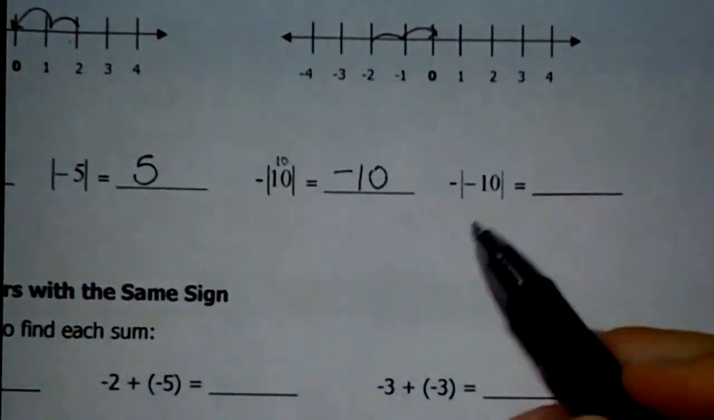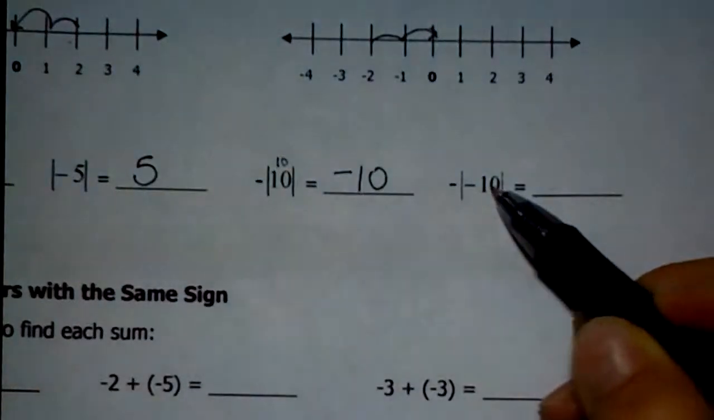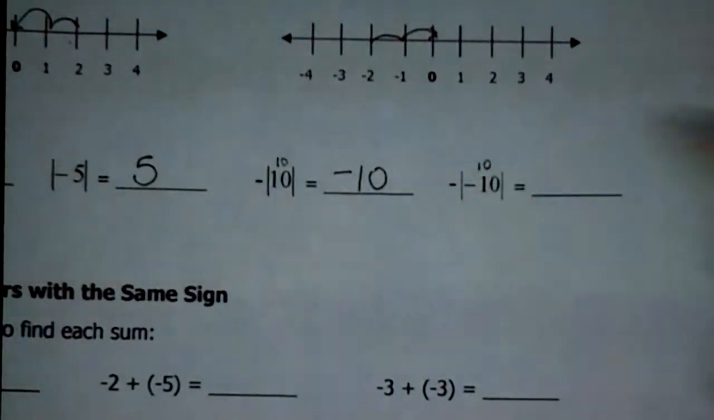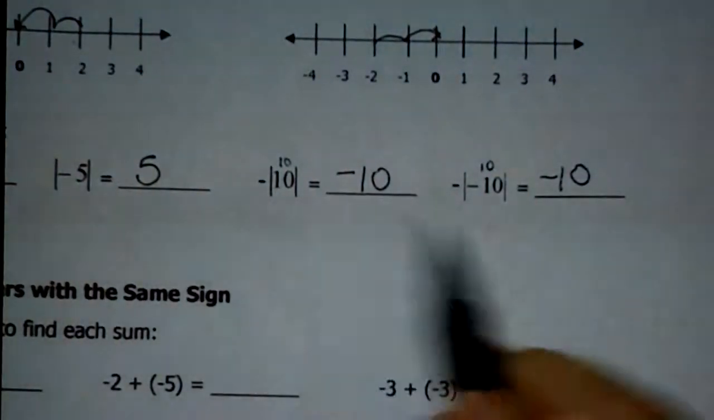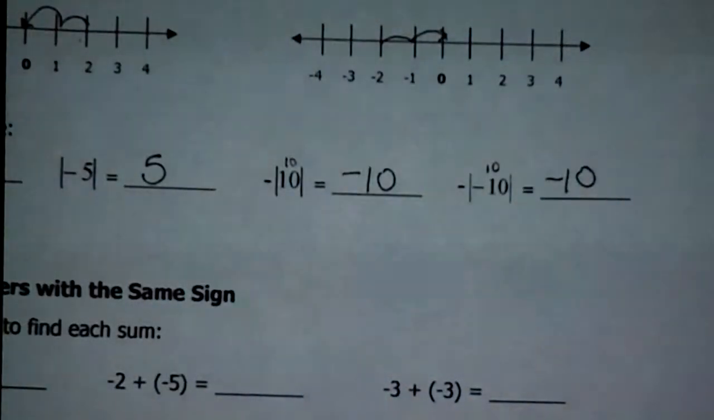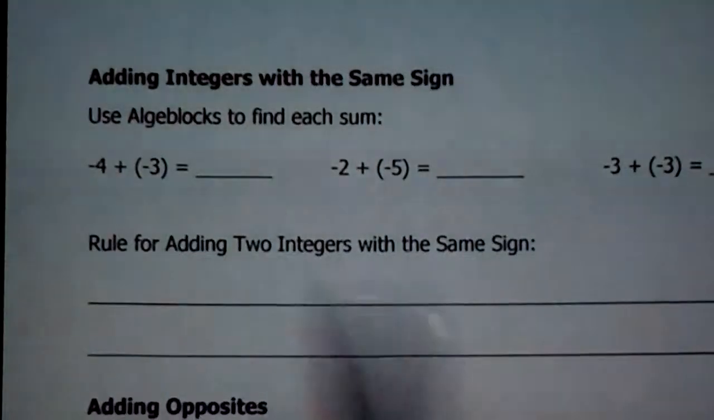This one here, just to really understand the difference, I want the opposite of the absolute value of negative 10. Well, what's the absolute value of negative 10? It's 10. And the opposite of 10 is negative 10. So those would both be negative 10. Okay, hopefully that makes sense and it's just review. If it's not just review and you've never seen that before, let me know and we'll talk more about it in class, I promise.